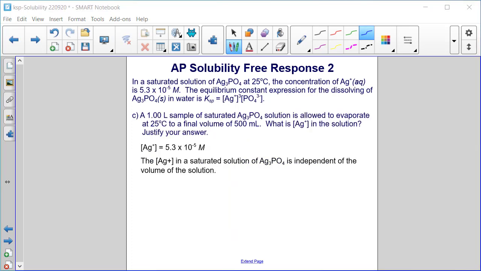In part C, we're told that the solution that starts at 1 liter is allowed to evaporate to half its original volume, to 500 milliliters. And we're asked then what happens to the silver ion concentration. And the answer is nothing. The silver ion concentration is still 5.3 times 10 to the minus 5 molar. The silver ion in a saturated solution of silver phosphate is independent of the volume of the solution.